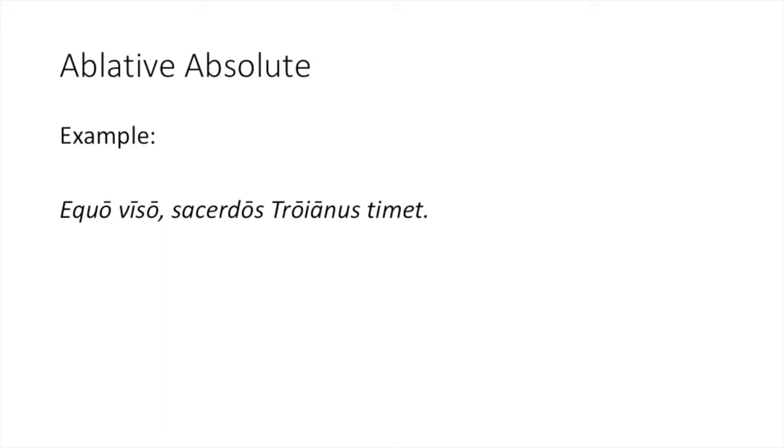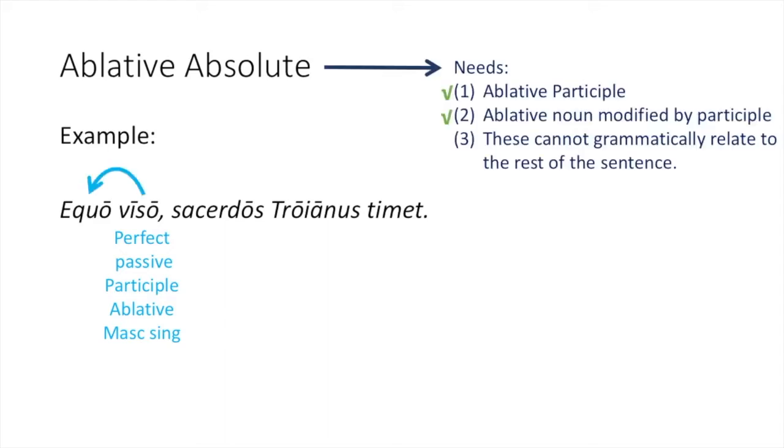We know there's an ablative absolute because this is a video about ablative absolutes, but how do we know for sure? How do we actually tell from our sentence? Well, first, we've been talking about participles, so let's find our participle. Viso, that's a perfect passive participle that's ablative and masculine singular. And we know that it modifies equo, a noun that's also in the ablative case. So we have the two things we need for an ablative absolute, an ablative participle and a noun modified by that participle.